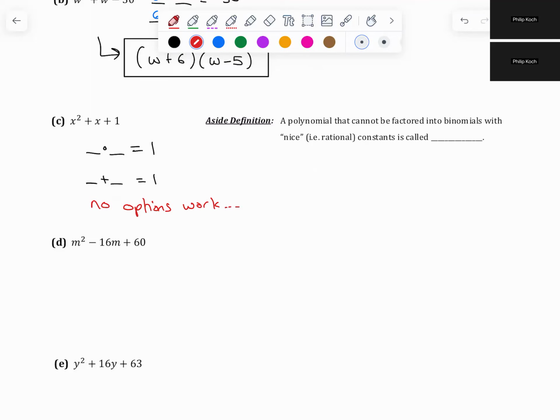So this is what we call a prime polynomial. A polynomial that cannot be factored into binomial terms with quote unquote nice coefficients, i.e. rational things, like fractions, but typically speaking, integers is sufficient. We call that a prime polynomial. So what we would write is we would just write this as prime.